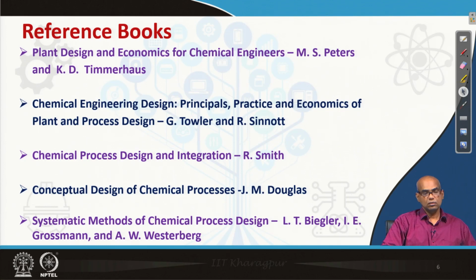These are the reference books: Plant Design and Economics for Chemical Engineers by M. S. Peters and Klaus Timmerhaus; Chemical Engineering Design: Principles, Practice and Economics of Plant and Process Design by G. Towler and R. Sinnott; Chemical Process Design and Integration by R. Smith; Conceptual Design of Chemical Processes by J. M. Douglas; Systematic Methods of Chemical Process Design by L. T. Biegler, I. E. Grossmann and A. W. Westerberg.